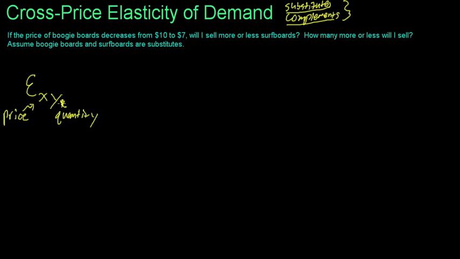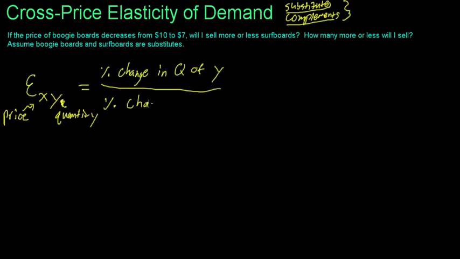The first definition that I like to give for this, which is the same one as the first definition I gave for the own price elasticity of demand, is that this is the percentage change in Q, in quantity, of good y, divided by the percentage change in price, in P, of x.